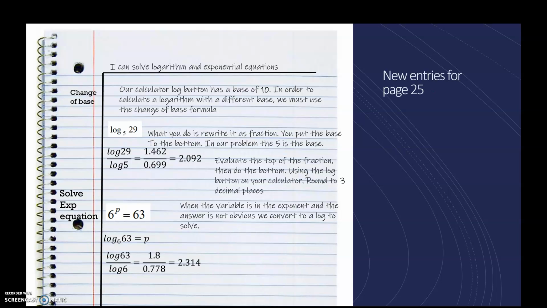So we convert this into the log. This becomes log base 6 of 63 equals p. That's why we learned conversions last class. Now, based off what we just learned about change of base, I can make this log 63 over log 6. Go into my calculator and do log 63 to get 1.8. It's 1.7999, which rounds to 1.8. And then log 6 is 0.778. Quick division, and you get 2.314. It's actually pretty easy as long as you can convert it, because the calculator does all of our work.